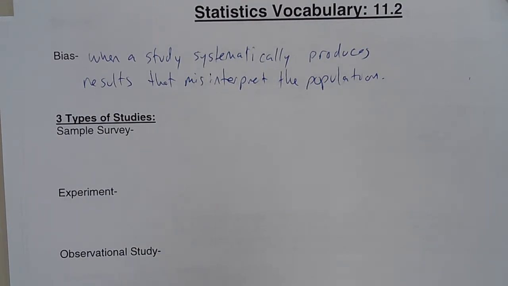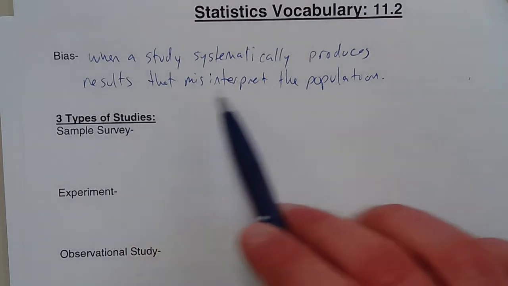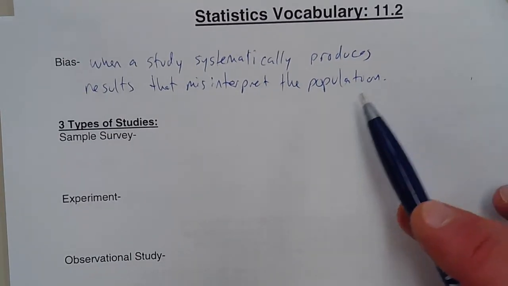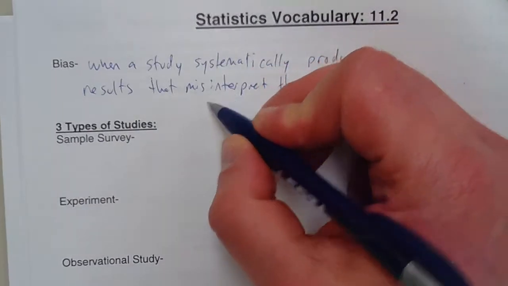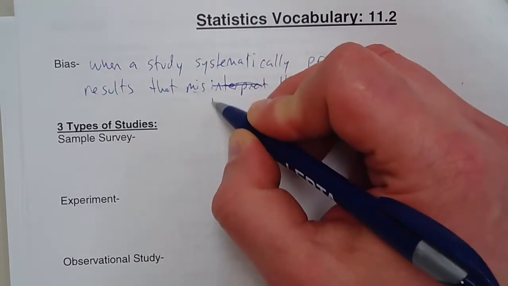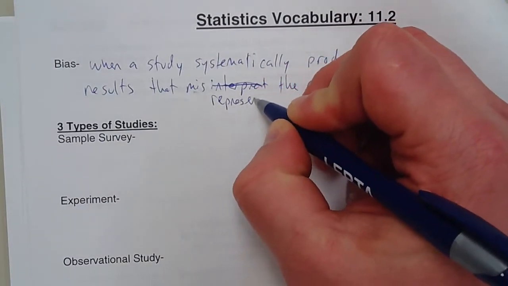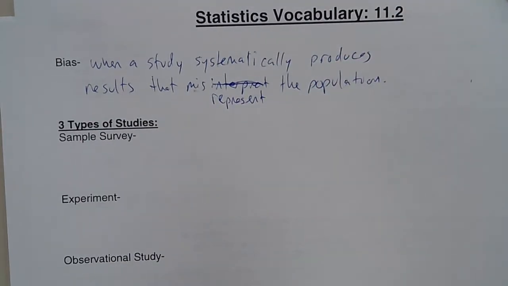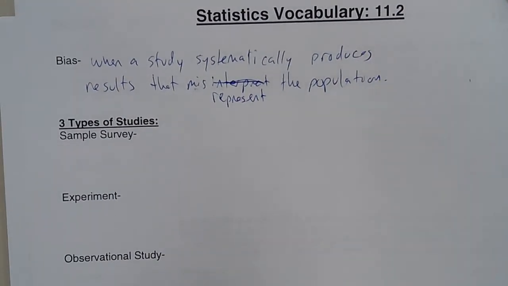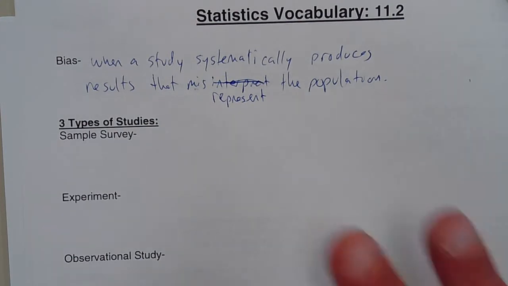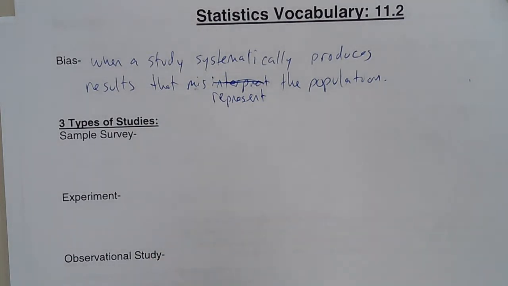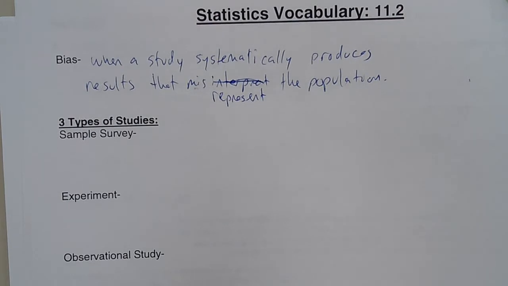You want your study to represent. Sorry, did I say interpret? My bad, this should have been misrepresent. Anyway, you want your study to represent the population as accurately as possible. And what we're really going to be talking about here is a lot of different ways you can reduce bias, but also things that cause bias and how we make that not happen. So we'll see a bunch of examples as we go forward.